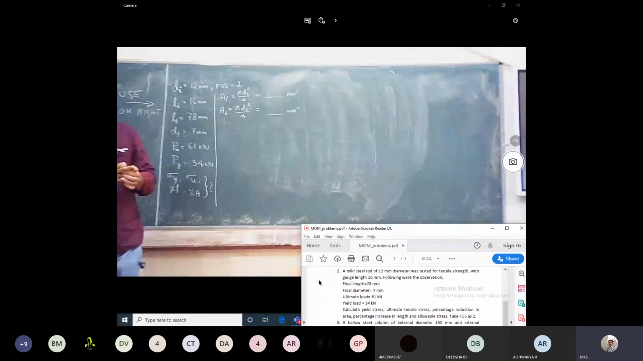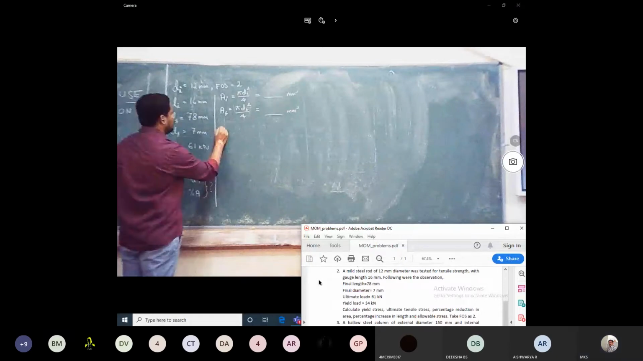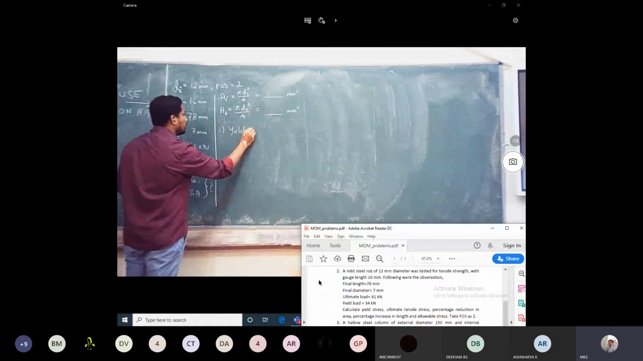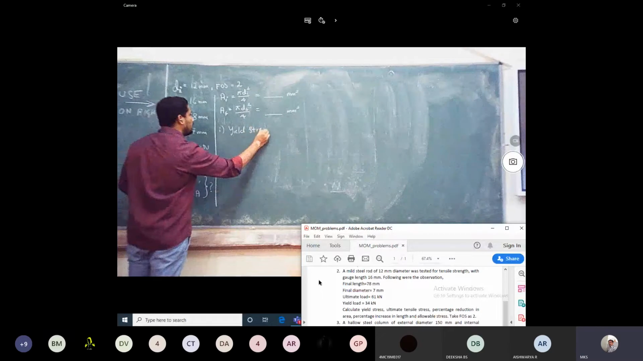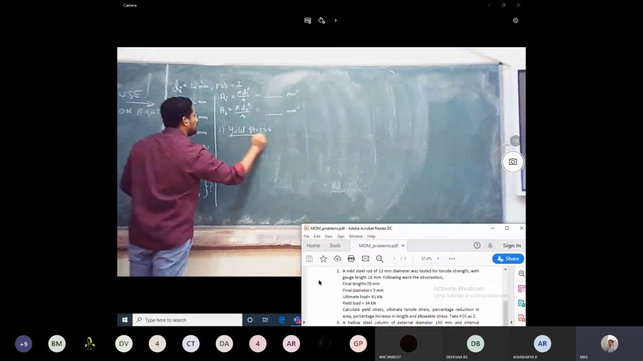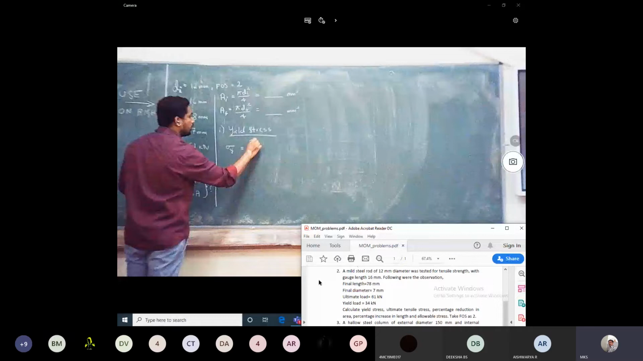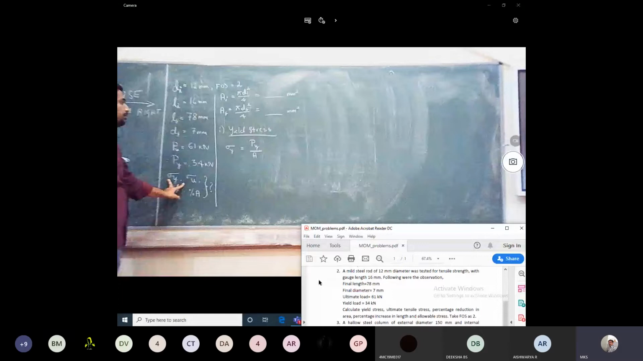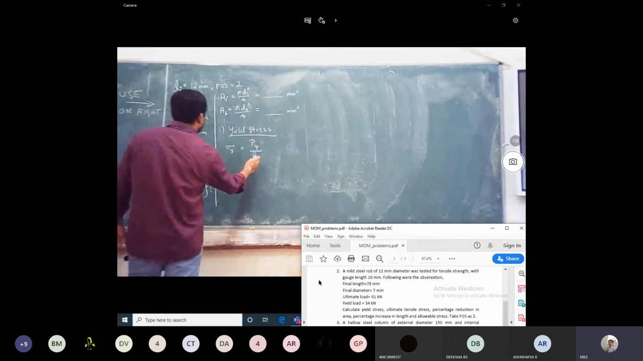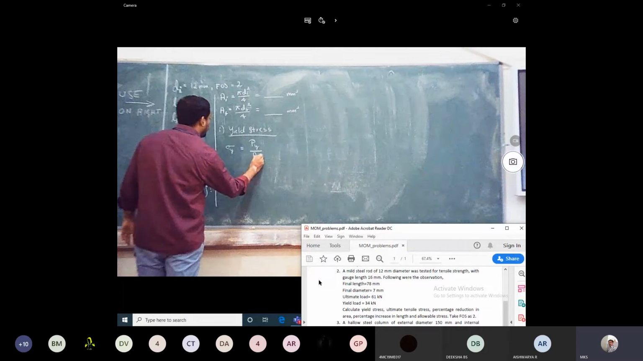So I need to find out the yield stress first. If you want to calculate stress at any point, the yield stress is given by sigma y, which is equal to the yield load Py divided by area. Since we are finding the engineering stress, we use only the initial area of cross section. If it is a true stress, we use the final area of cross section. So it is Py by Ai.